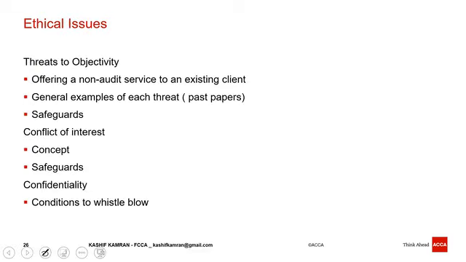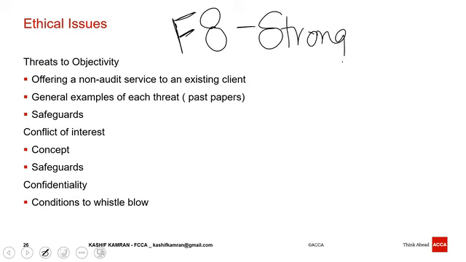Ethical issues are something which you carry forward to P7 exams from F8, and that is the reason you should be very strong in ethics. We know ethics is a stronghold area of ACCA examination. Ethics comes in the F1 paper, then in the F8 paper, it is in the P1 paper, and then it's in the P7 paper. So you cannot have a lame excuse that you do not know what ethical issues are.